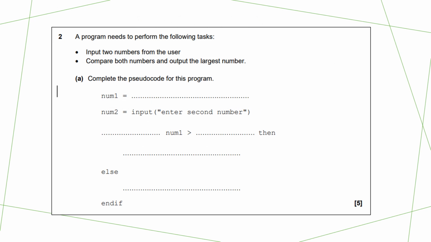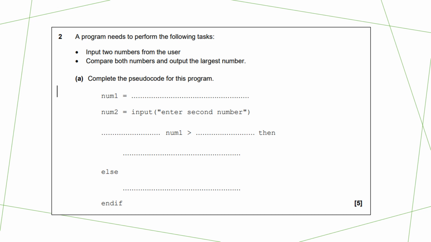Here's question 2. A program needs to perform the following tasks. Input two numbers from the user, compare both numbers and output the largest number. Complete the pseudocode for this program. So in this particular case, my first tip to you would be ignore the length of the dotted lines. Some of the dotted lines are way longer than they need to be. But they've obviously done that for a reason, to not try and give away the answer. So try to ignore the dotted lines and focus on what you think the answer would be.